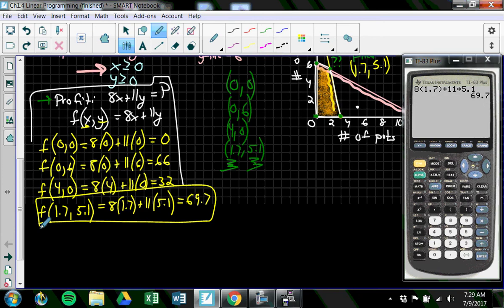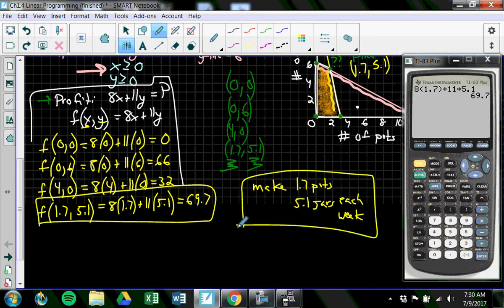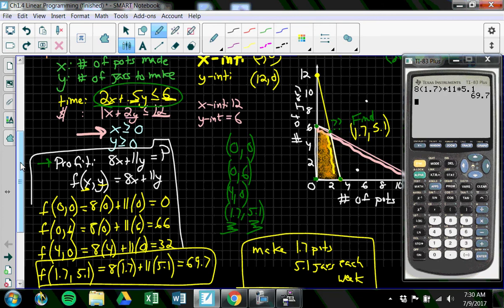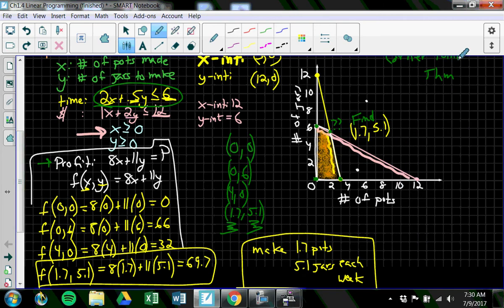We want to make 1.7 pots, and we want to make 5.1 jars. This profits us $69.7. That is linear programming. Take a problem and optimize it. Find the most efficient, most valuable, most productive, best way to use your time, money, resources to solve the problem. It's really a beautiful thing.